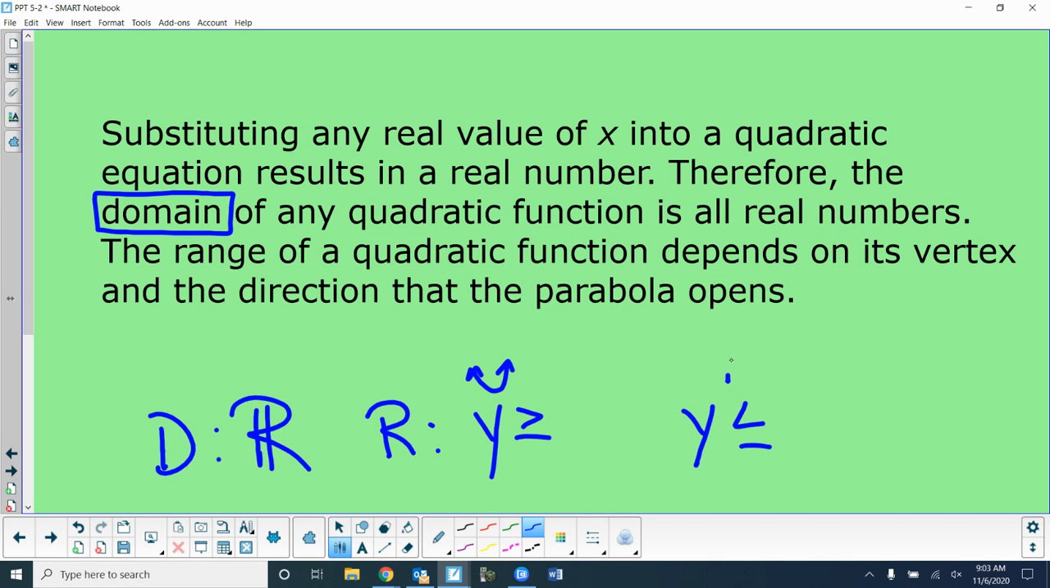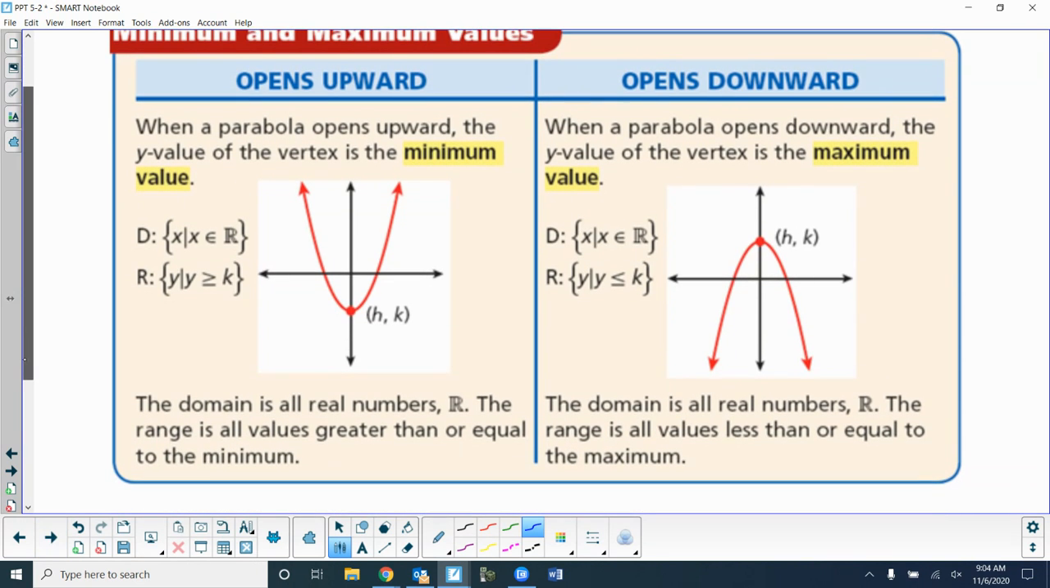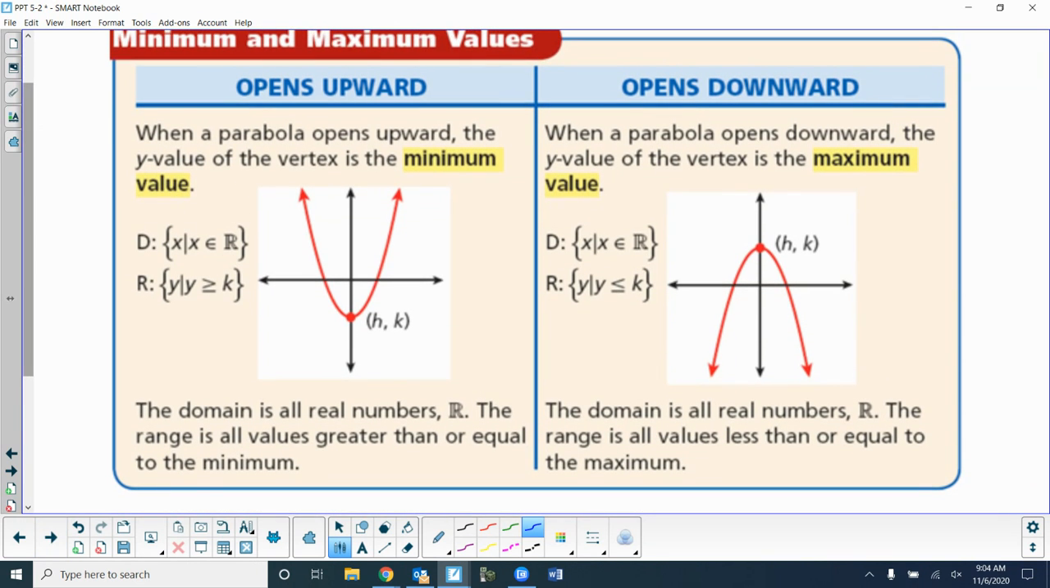Y less than or equal to if it goes down. Okay? We good so far? Makes sense? Of course it makes sense. Common sense, right? And that's what this is saying right here. There's a better picture than what I have. Okay?